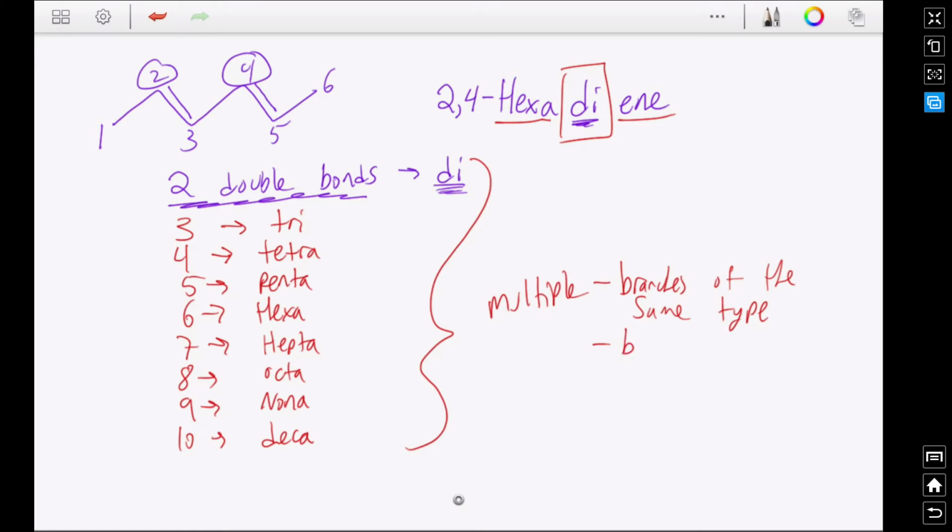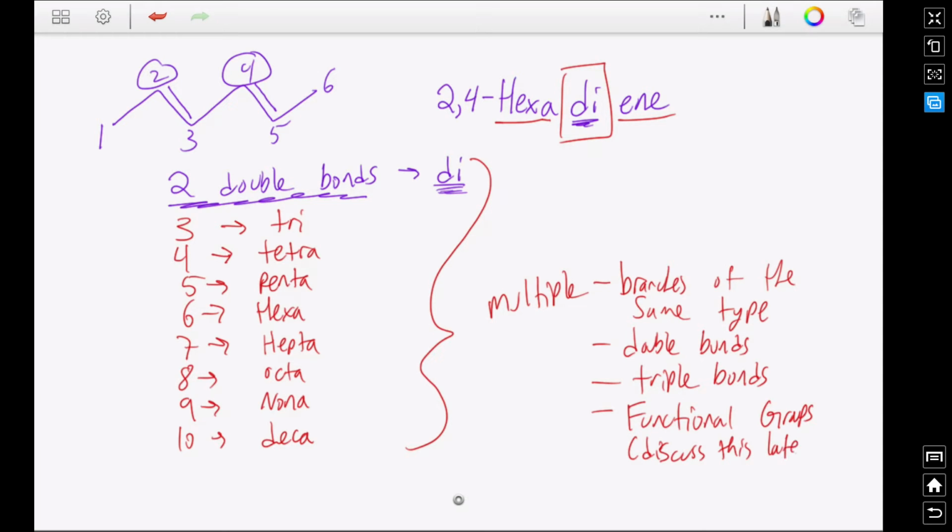Multiple bonds of the same type. I should say not bonds, multiple double bonds. Okay, multiple double bonds. Multiple triple bonds. Oh, and for the next chapter, this will also work for things called functional groups. But functional groups we'll discuss later.